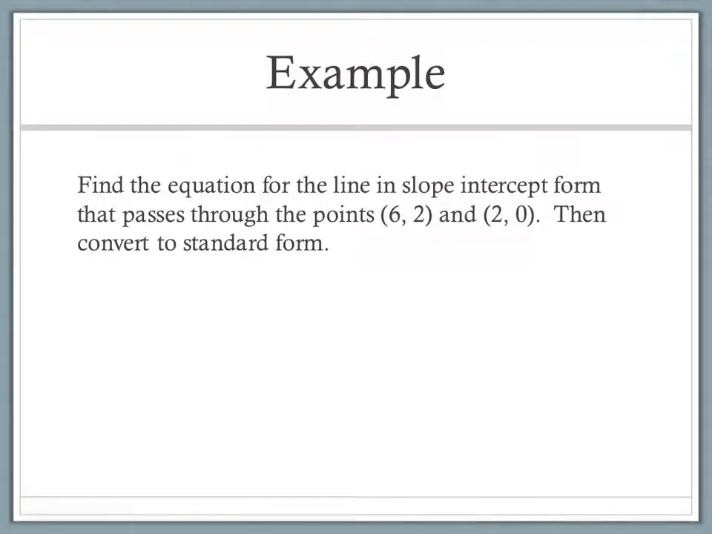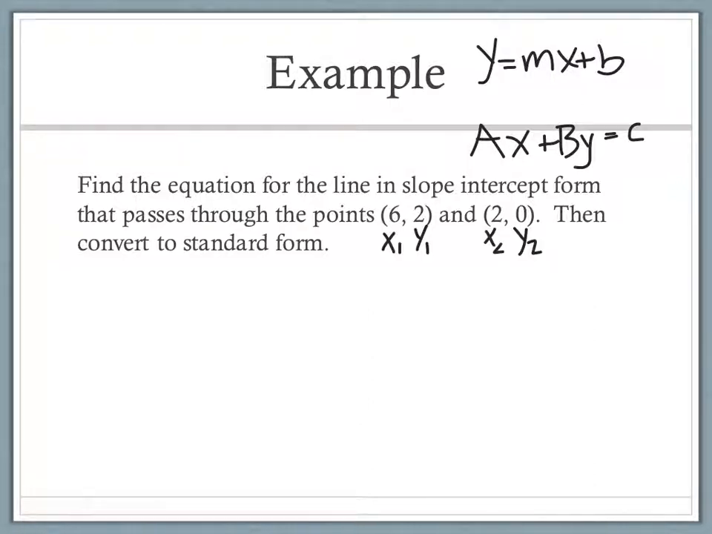Find the equation of the line in slope-intercept form that passes through the points (6, 2) and (2, 0), then convert to standard form. So it wants us to first get it into slope-intercept form, y equals mx plus b, but it wants our final answer to be in ax plus by equals c. Let's do it like we did the last one. If it helps you, you can list out your points as x1, y1 and x2, y2. Now let's find the slope. I'm going to do that up here so I have a little more space. So y2 minus y1 over x2 minus x1.